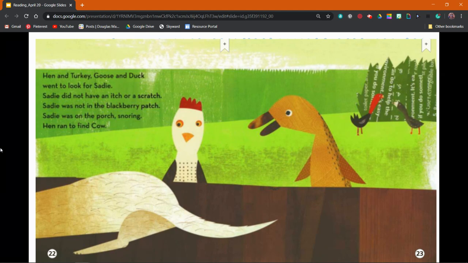Hen and Turkey, Goose and Duck went to look for Sadie. Sadie did not have an itch or a scratch. Sadie was not in the blackberry patch. Sadie was on the porch snoring. Hen ran to find Cow.